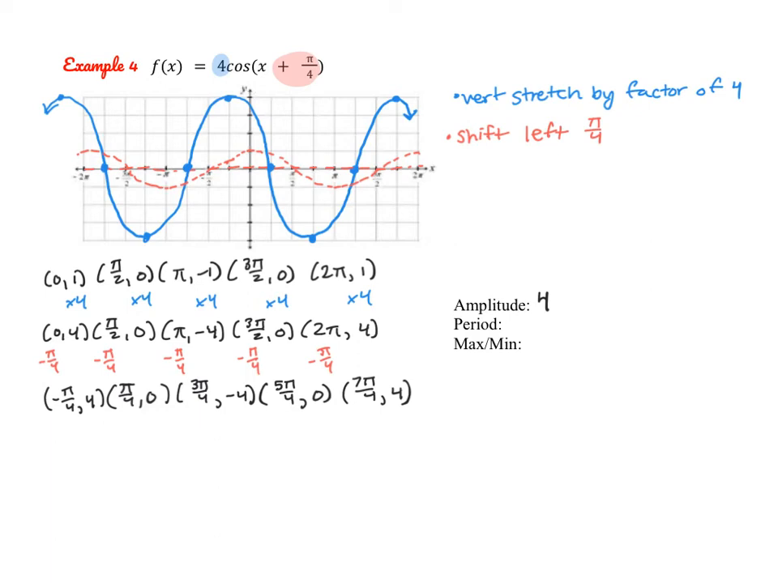Our period is still 2 pi, so the distance, let's say, from here to here. This is negative pi over 4. This is 5 pi over 4. That distance is still 2 pi. So we haven't been doing any period changes, if you've noticed. And now our maximum value is 4, and our minimum value is negative 4.